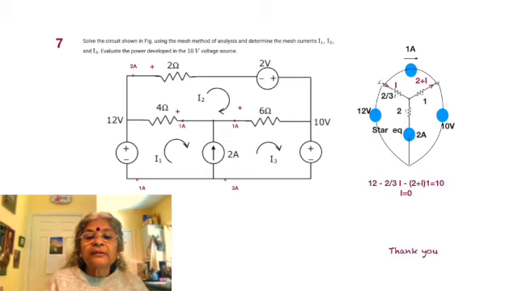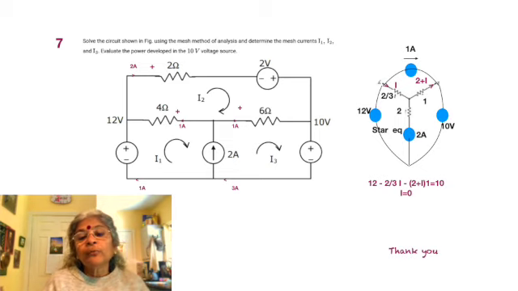Okay, so now let's substitute: 12 minus 2 by 3 into I, minus 1 into 2 plus I is equal to 10 volt, from one end to the other end. So we see that in this case I is equal to 0, or no current flows through the 2 by 3 ohm, so it can as well be removed.